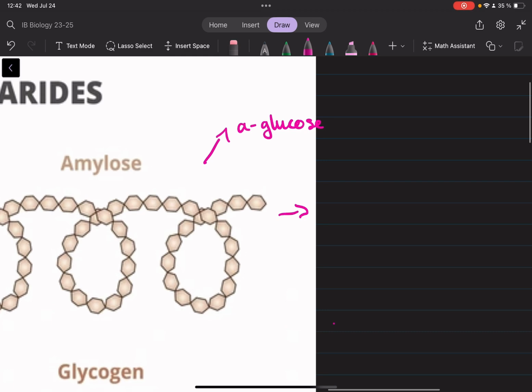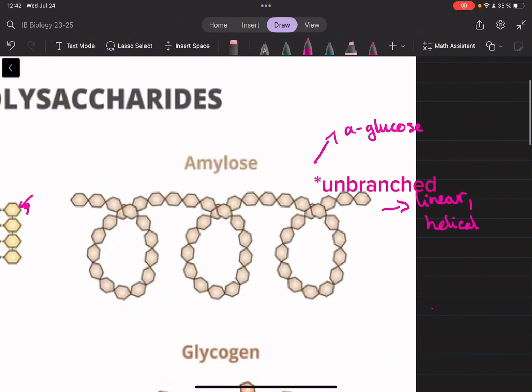You've got, it's linear, but it is helical. So there's no branches, but it also doesn't have a straight line formation, as you can see here. And just like cellulose, it's got 1 to 4 linkages.